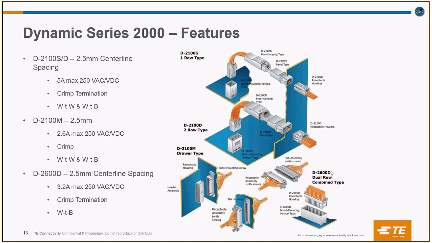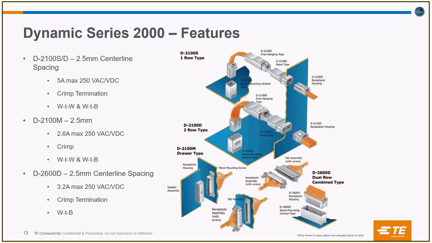If you see the 2600D, this is the dual row, then we have the single row, and then again the 2100D is the dual row type. Now let's see the 2100M. We were talking about the drawer type. This is how it looks. It all looks the same, but at different angles, the terminology changes.